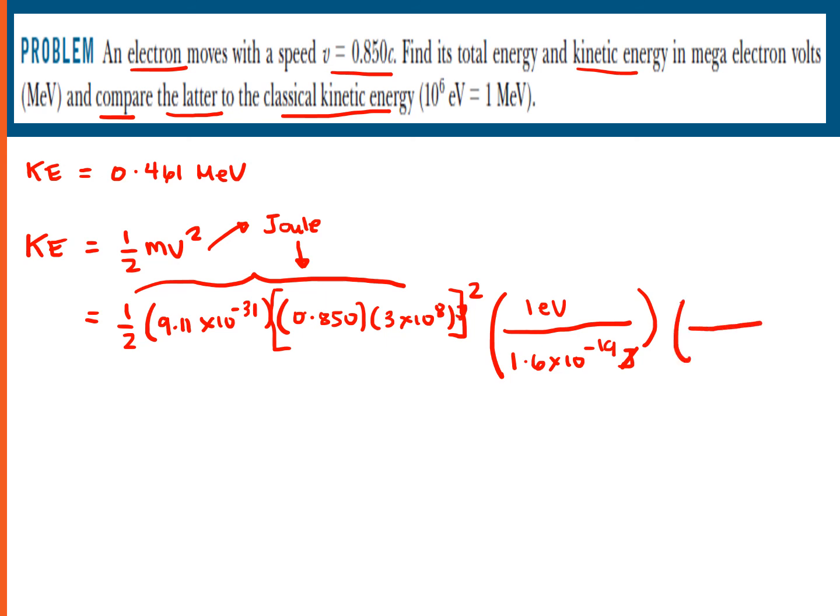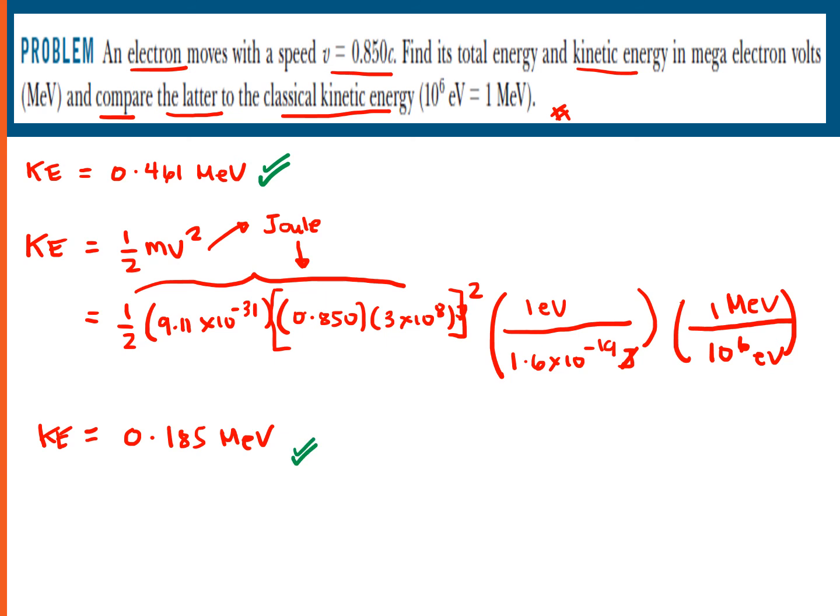And from electron volt, we could convert that now to mega electron volt, since we have this conversion factor, that in every 10 to the power of 6 electron volt, that is equal to 1 mega electron volt. And then we will have our classical kinetic energy, which is equal to about 0.185 mega electron volt. Now notice the large discrepancy between the relativistic kinetic energy and the classical kinetic energy.